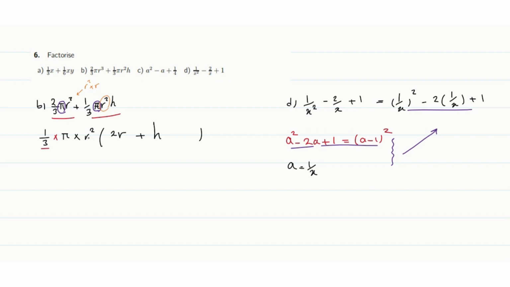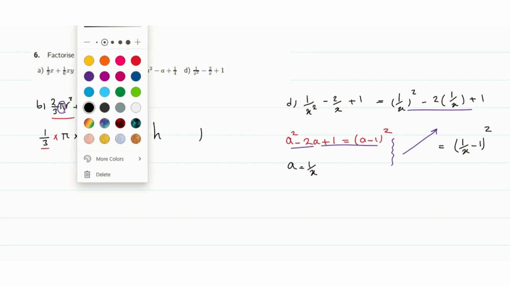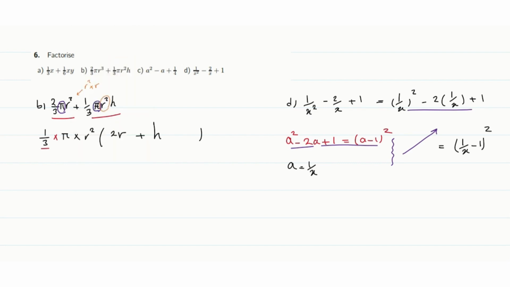So what I can do, I can rewrite this equation as 1 over x minus 1 squared. Because if you substitute a value in here with 1 over x, you can write the expression as this. And this would be your factorization.